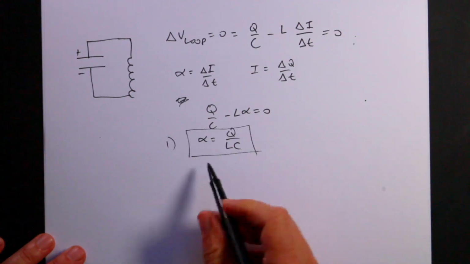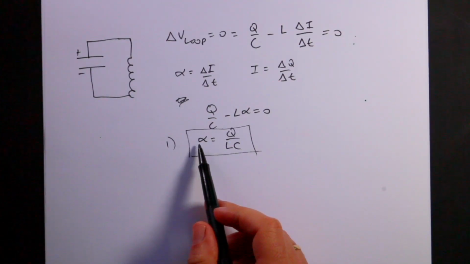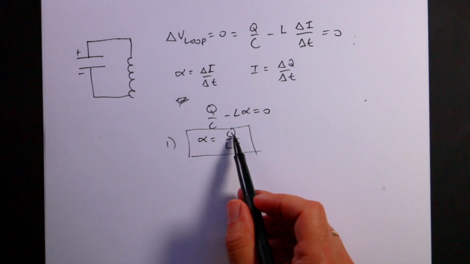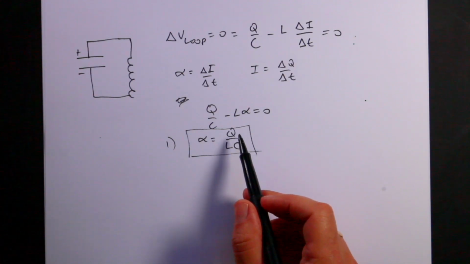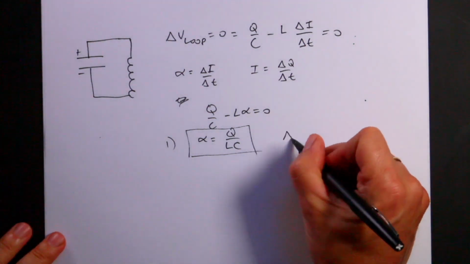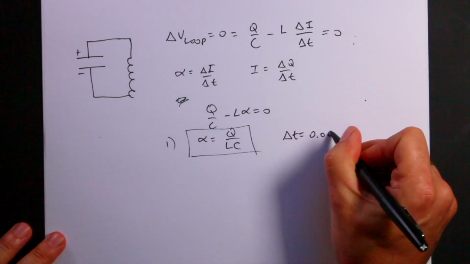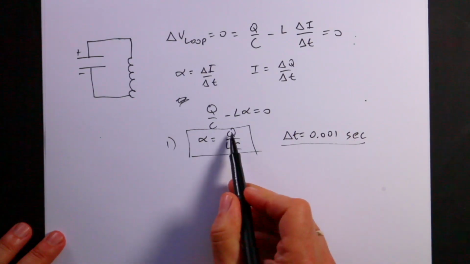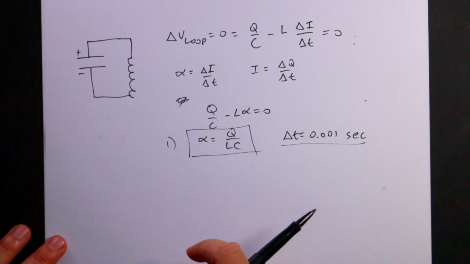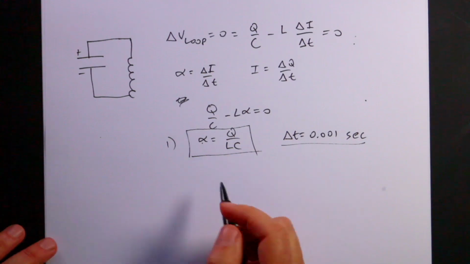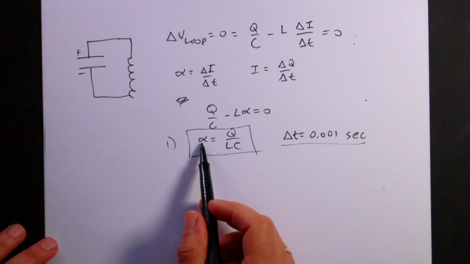So this is a tough thing, right? Because alpha depends on the rate of change of current, which depends on the rate of change of charge. And here is the charge. Okay. So in order to solve this, what I'm going to do is break this into small time steps. Let's say 0.001 seconds. And during that time, I'm going to assume the charge on the capacitor Q is constant, even though it's not. So I can get a value for the alpha, it's not the acceleration. Okay, so that's the first step I'm going to do.